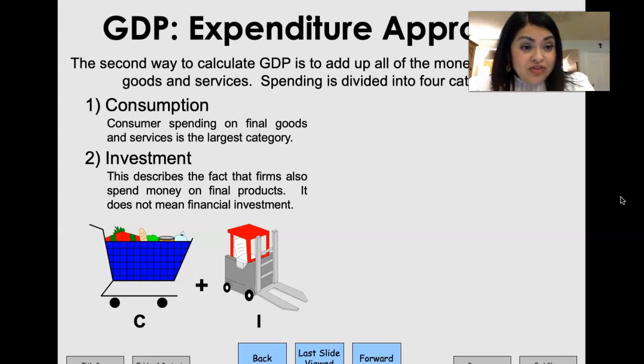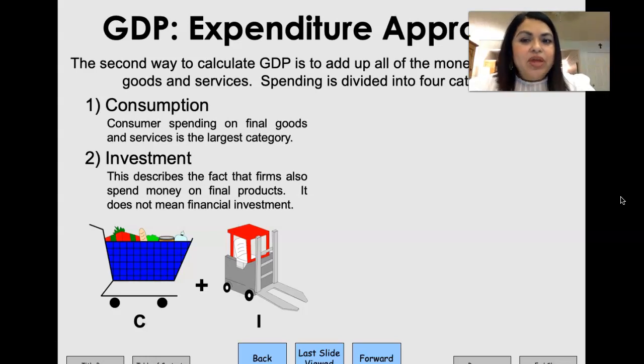What's not counted into GDP is all the ingredients it took to make the nails or whatever. So you have to be careful with this.